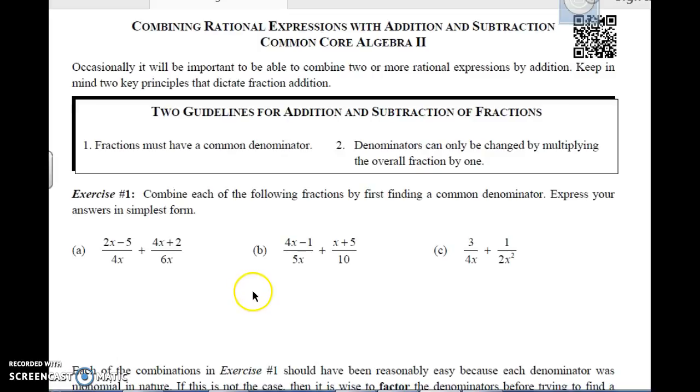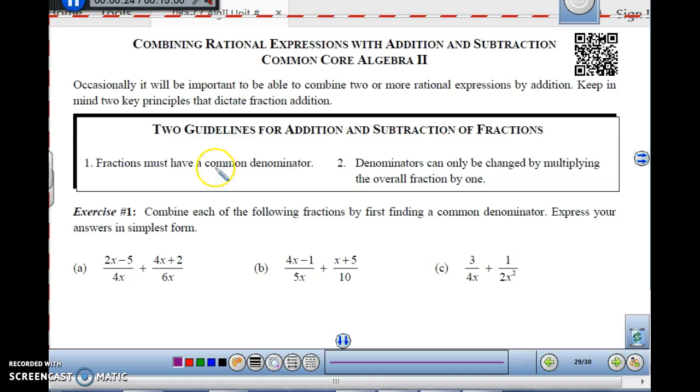The rules still apply. When you are adding and subtracting fractions, the first thing that you need is a common denominator. You can't add unless you have a common denominator. Once you get the common denominator, then you add the numerators, keep the denominator. Now, when you change the denominator, you can only change by multiplying the overall fraction by 1. So if you're multiplying the denominator by some number to get a common denominator, you also have to multiply the numerator by some number to get it equal to 1. Okay, so now that we know that, let's see if we can try this out.